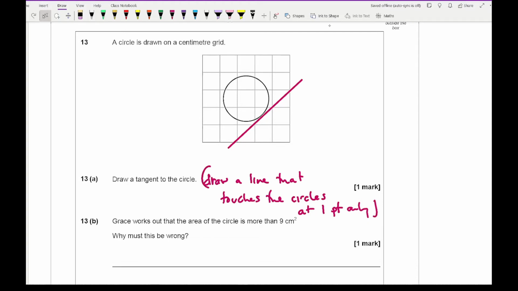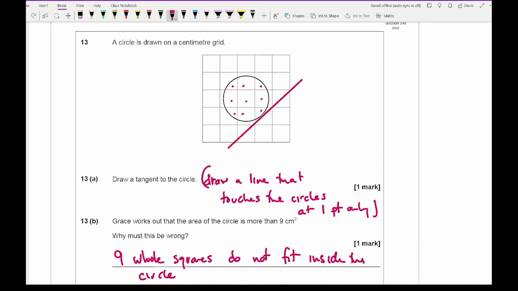So in terms of question 13b, it says that Grace works out the area of the circle is more than 9 centimeters squared. Why must this be wrong? Well, for starters, you can see that if I count how many are actually inside, it's going to be less than 9 because we haven't got 9 whole squares. And so the reason for this is 9 whole squares do not fit inside the circle.